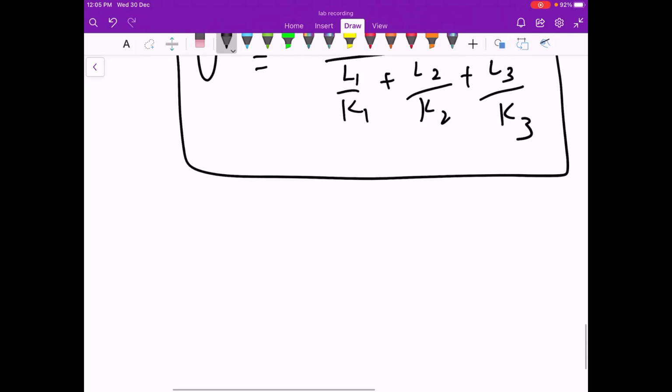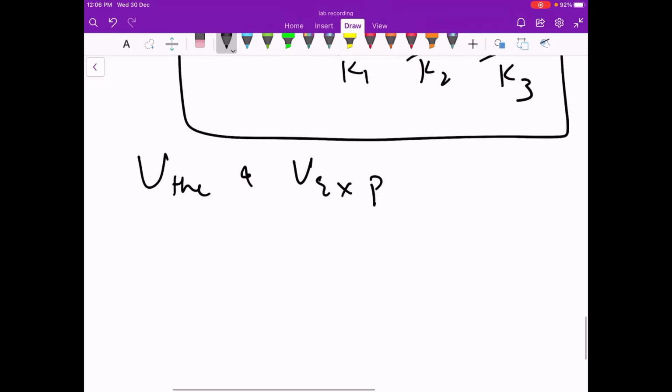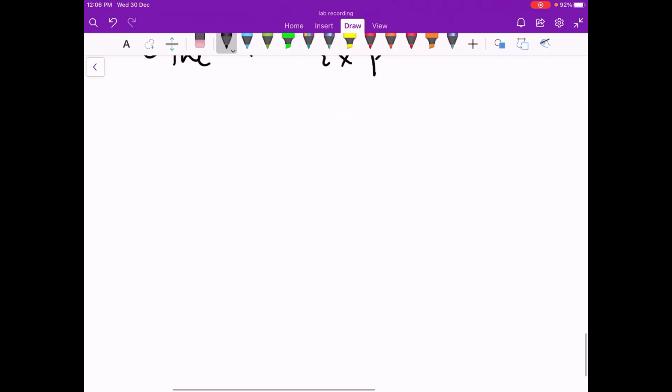Now here also you will be finding U theoretical and U experimental, and you will be comparing U theoretical with the U experimental. So coming to the experimental setup, how the experimental setup is: there are three materials. You will be using copper, asbestos as well as mild steel.